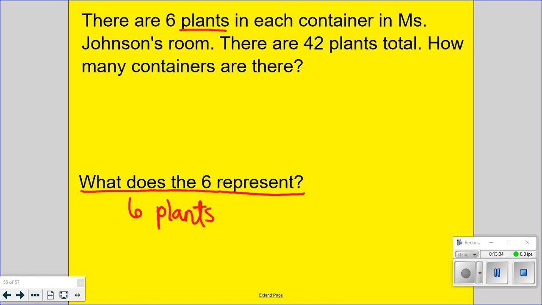Jeez, my marker's having a hard time today. My marker's just having a hard time getting all the writing down. 6 plants in each container, aka group.